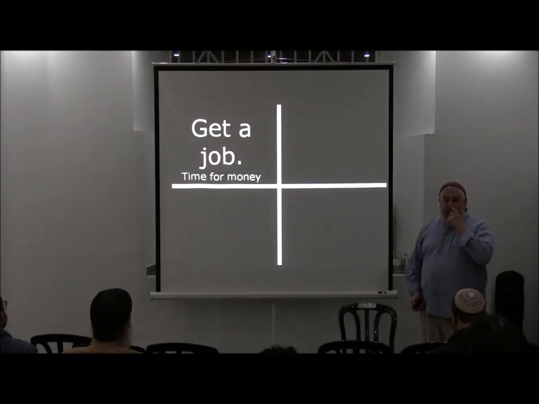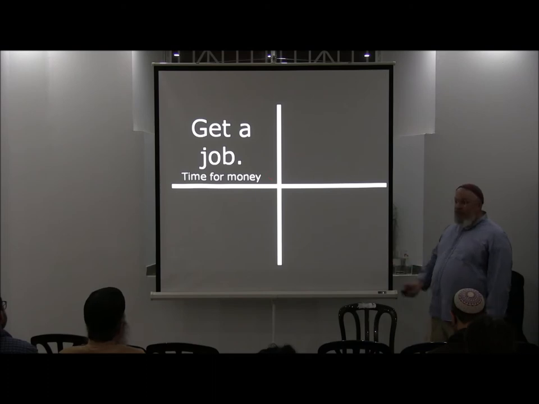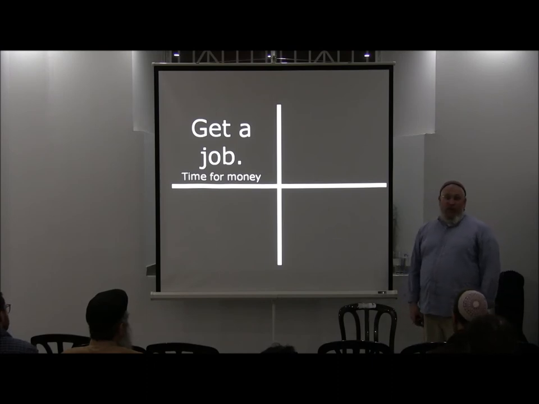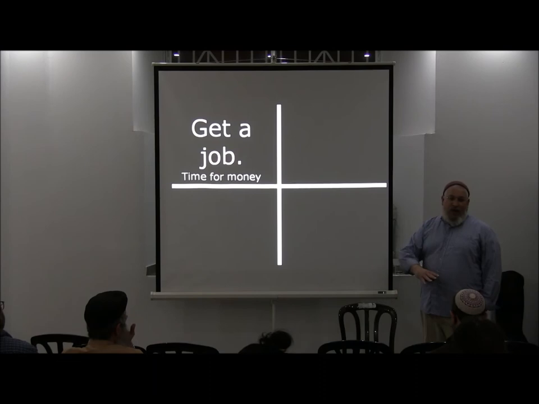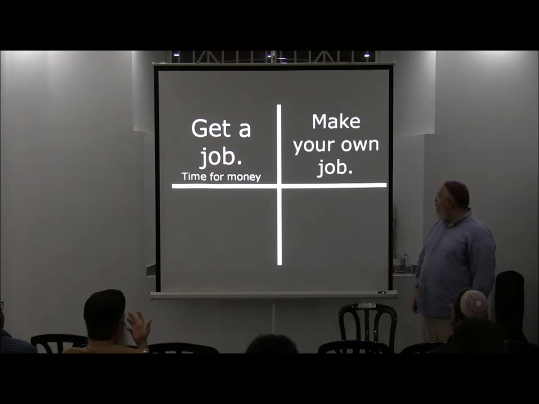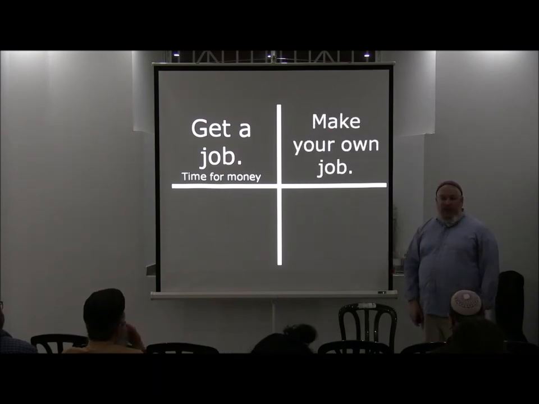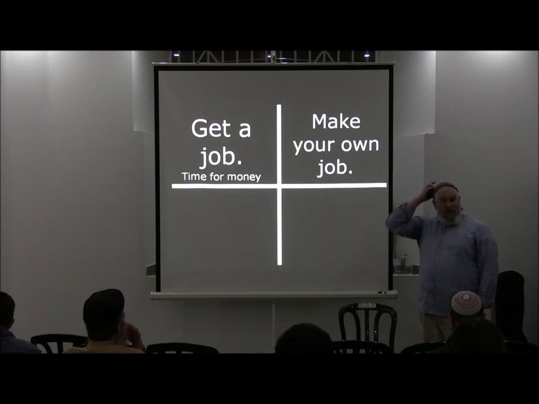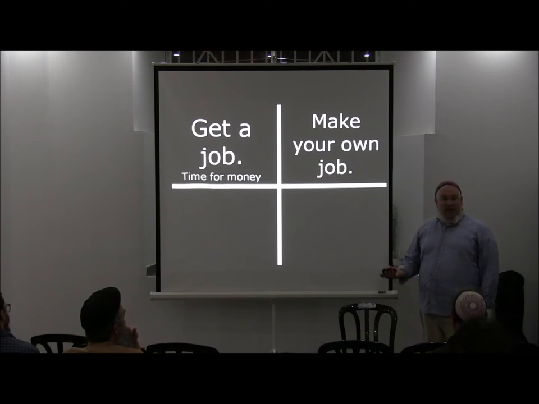The first thing is what most people do: they get a job. And the way you make money when you have a job is time for money. So you go and work, and they'll pay you 50 shekels an hour, or whatever you can get, and you just put in the hours and get paid. That's what most people do. Another option is being self-employed, and that's making your own job. So you own, for example, a laundromat or dry cleaner, and you work 50 hours a day, and you kill yourself, and you end up making a little bit of money.